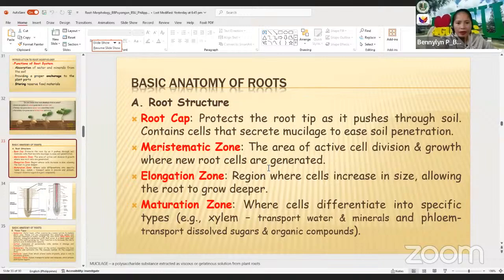Going back here, the root cap contains cells that secrete mucilage to ease soil penetration. Mucilage is a polysaccharide substance which is extracted as a viscous or gelatinous solution from the plant roots, for easier soil penetration within the soil horizon or the soil profile. For the meristematic zone, it is the area of active cell division and growth where new root cells are generated. It was shown a while ago in here.